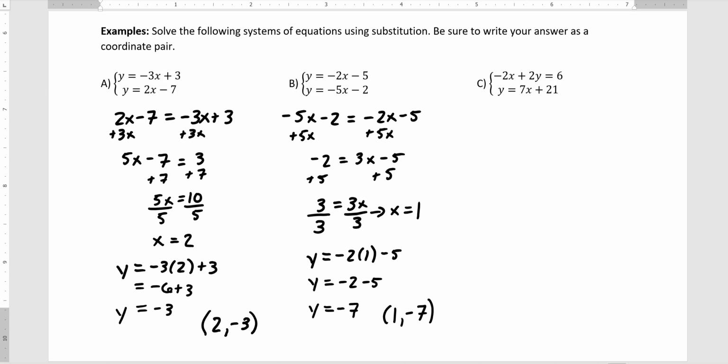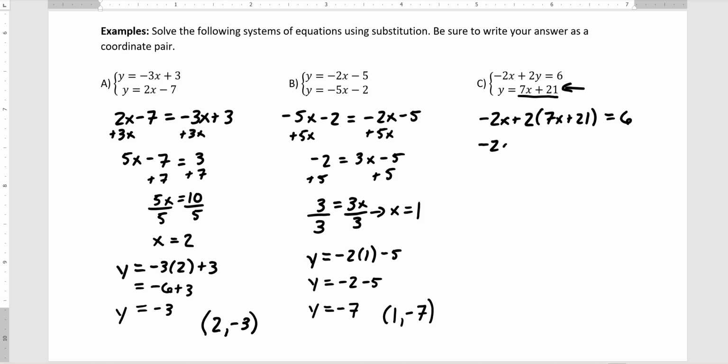Negative 2x plus 2y equals 6. y equals 7x plus 21. So notice here, a little different than last time. They're not both set y equal, but we do have one that's already isolated, right? That y equals 7x plus 21 is already isolated. So let's use that as our substitution. So we'll say negative 2x plus 2, and instead of y, I'm going to say 7x plus 21. So 2 times 7x plus 21 equals 6.